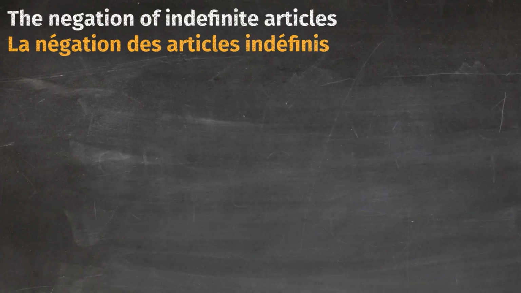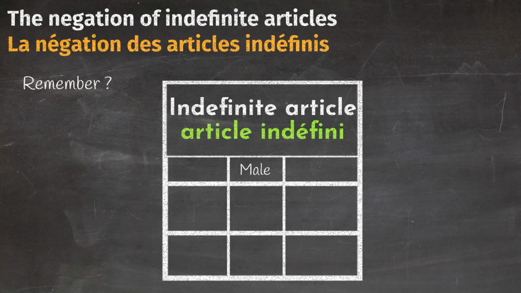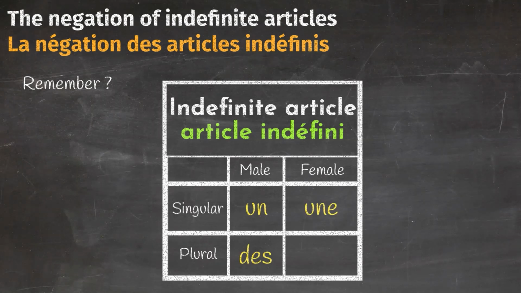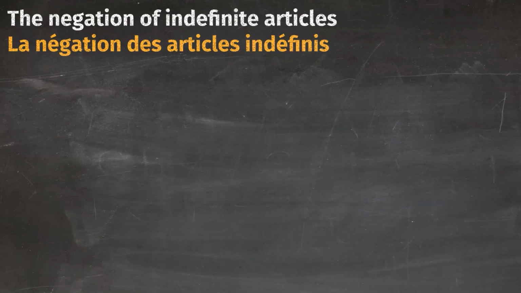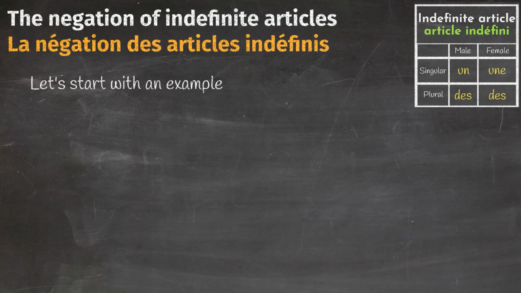But the story is a little bit different about the indefinite articles. Before we start, do you remember? Here you can see a list of indefinite articles in French language. Let's start with an example. J'ai un chapeau. I have a hat.